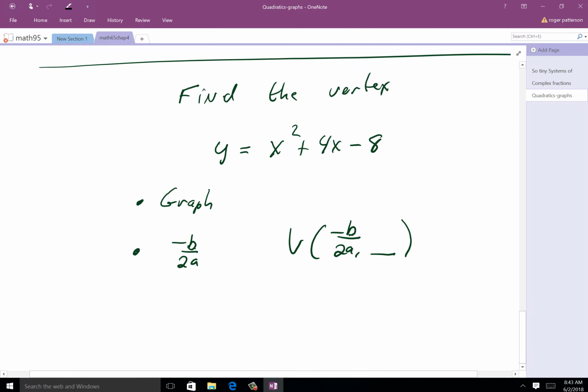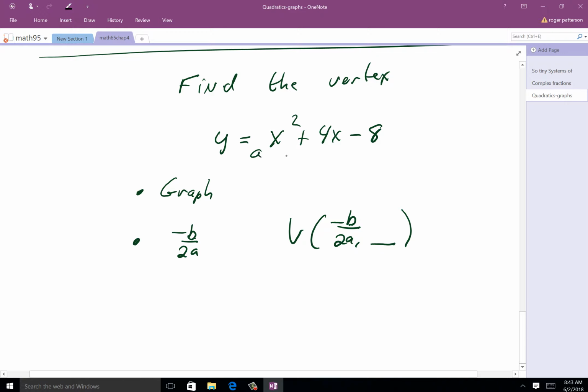All right, let's do it then. So here's how it goes. A, B, C. So for the vertex, negative b, so that's negative 4, over 2 times a. A is 1 because there's just one x squared there. So that's 2, which is negative 2. Now the question is, I've got to find the y-coordinate, because the vertex is a point. It's not a number, it is a point. So now I've got to find y.